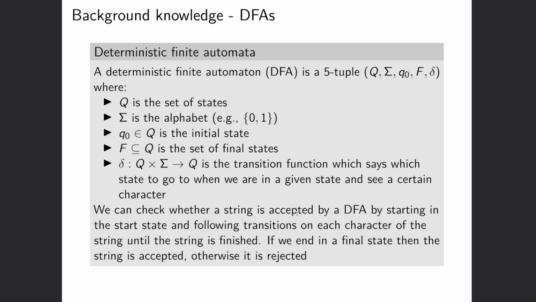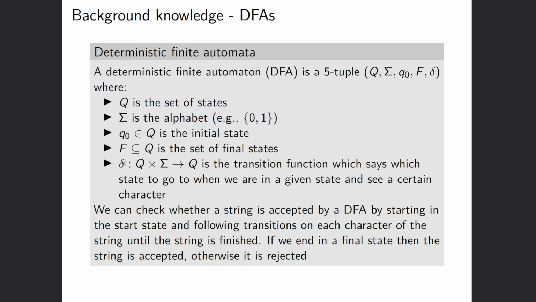So now, with that out of the way, let's talk about DFAs, or deterministic finite automata. So a DFA is this 5-tuple, Q, sigma, Q naught, F, and delta, where Q is a set of states, sigma is the alphabet over which we have this automaton. Q naught is in Q, right? So it's an element of our states, and it's the initial state. We have F, which is a subset of states that is a set of final states.